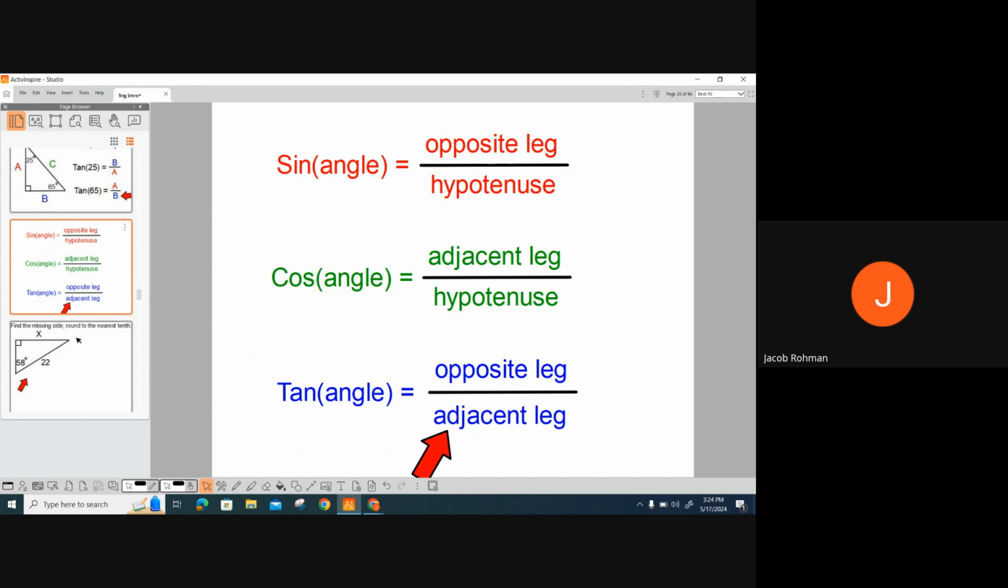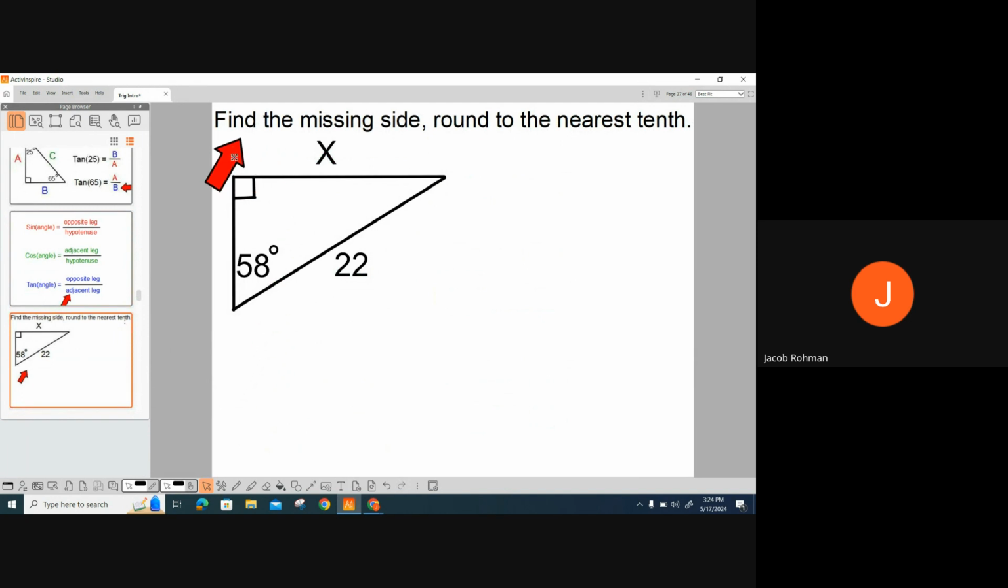So let's look at how this plays out in a right triangle. Here the directions say find the missing side, round to the nearest tenth. It's given us the reference angle of 58 degrees. And we know this is a right triangle because this box indicates a right angle, a 90-degree angle. Then we have the opposite leg from the 58 degrees, and we have the hypotenuse of the triangle. The hypotenuse, remember, is always going to be across from the 90-degree angle in the right triangle.